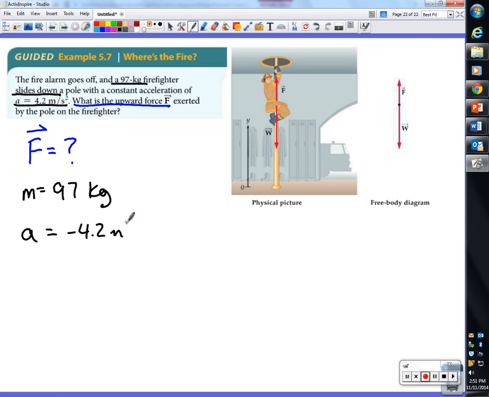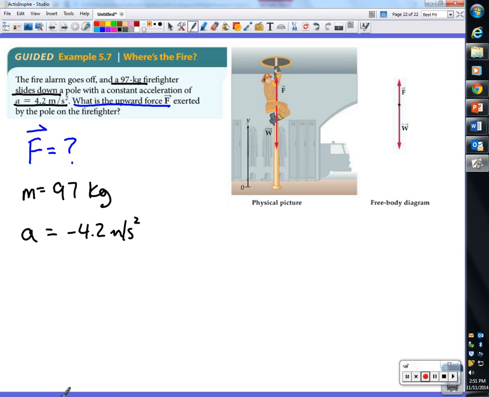4.2 meters per second squared. Okay? Just because it's negative doesn't mean it's slowing down, right? That's just a directional thing. If you start at the top at rest and slide down with a negative acceleration, you're going to speed up. You're just speeding up in the negative direction.